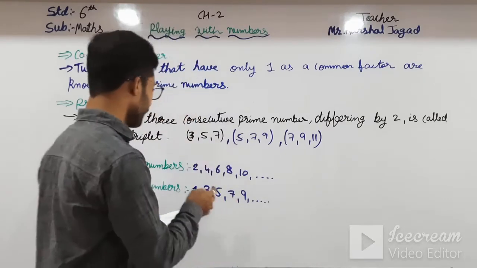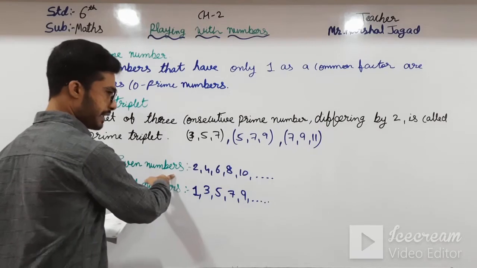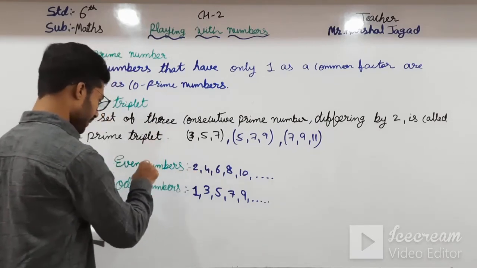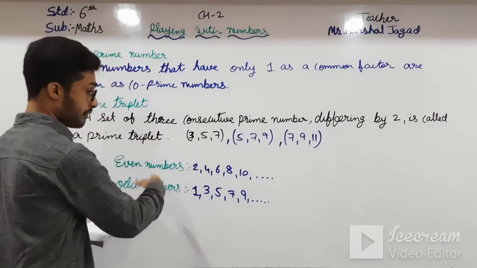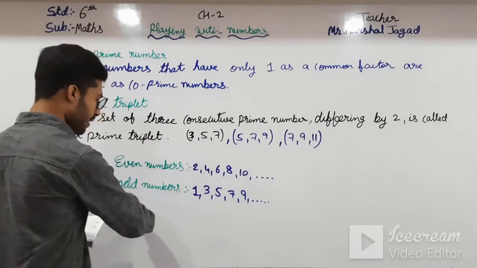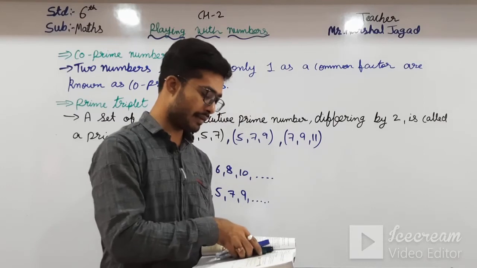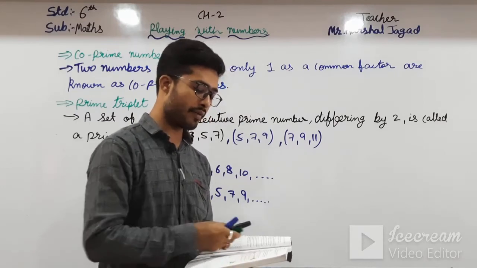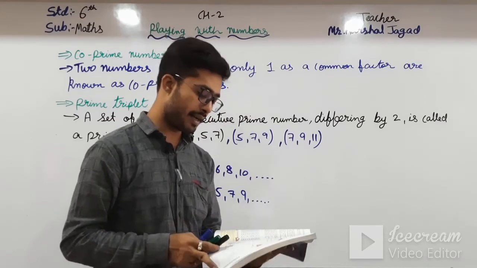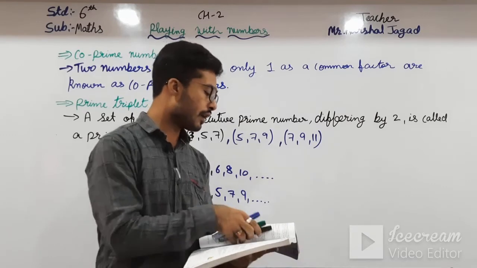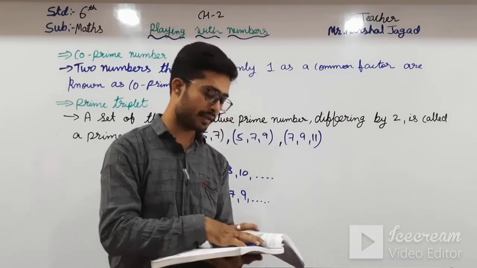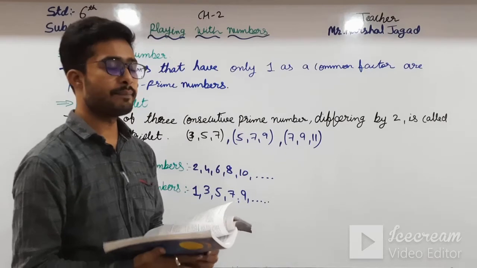See here, the numbers which are divisible by 2 are even numbers. The numbers which are not divisible by 2 are odd numbers. Okay students, see here, their examples are also given, that is 1, 3, 5, 7, 9, 11 and so on. Now moving towards our next topic, that is divisibility test.